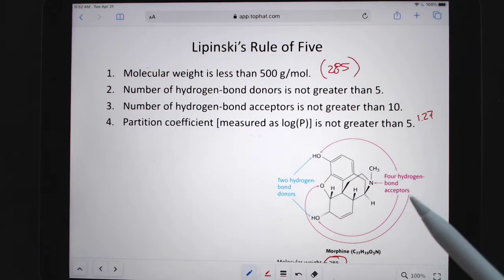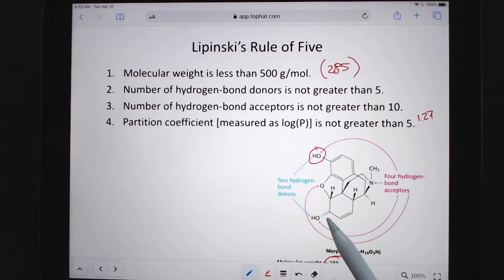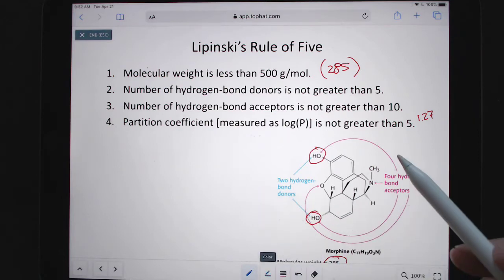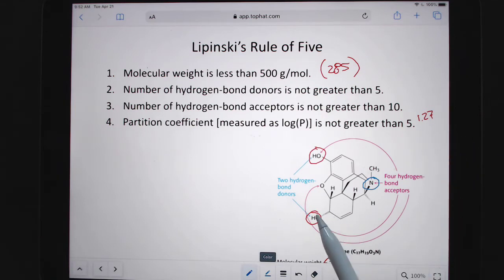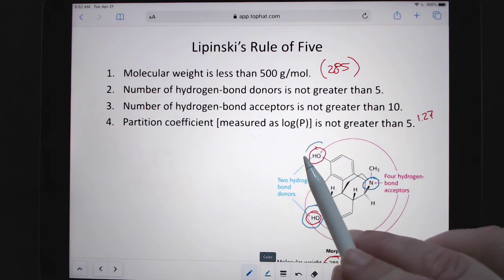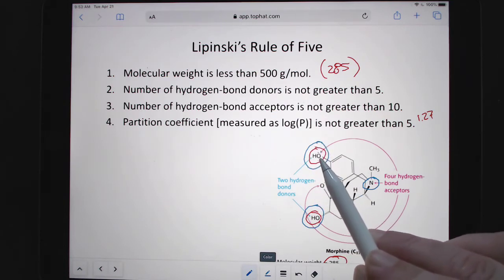Number of hydrogen bond donors, right? So you've got an OH here, you got an OH here. So you got the 2. Hydrogen bonding acceptors, right? So anything that can take the lone pairs. And so these are actually also acceptors as well, because they have the lone pair, right?